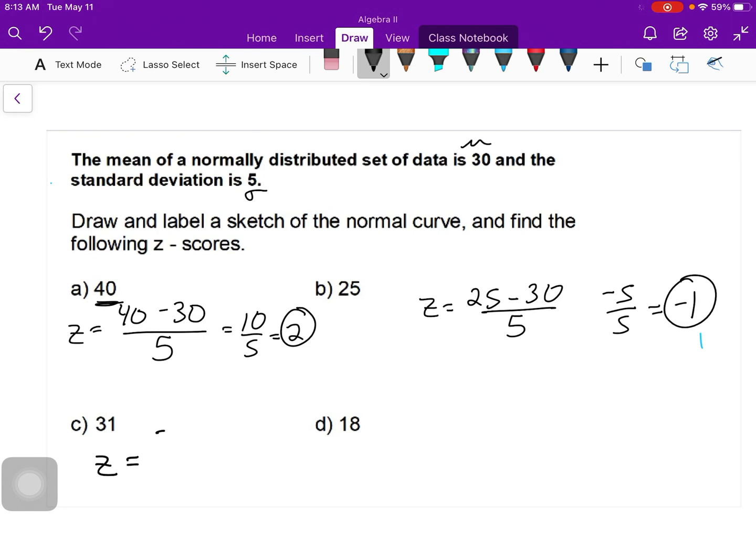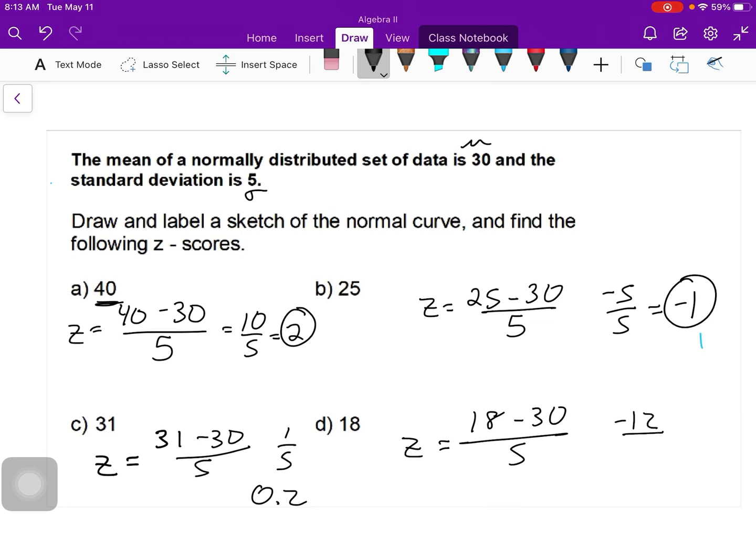Okay, Z-score for 31. So I'll just take 31 minus 30 over 5. So 1/5, so 0.2. And then finally for 18. Now, if I'm going really fast, you can slow us down however you want, but it's going to be negative 12, I believe, over 5, which is a negative 2.4. Okay, which ones were above the mean? 40 and 31, they had positive Z-scores. Which ones were below the average? 25 and 18, so I got negative Z-scores.